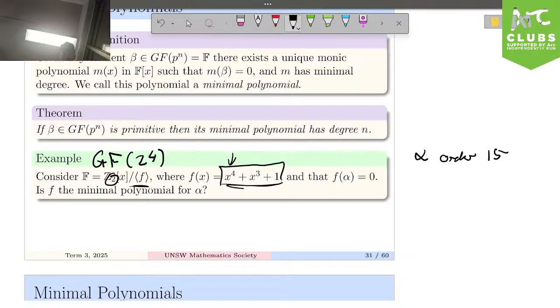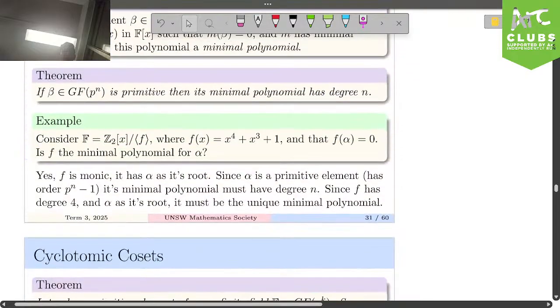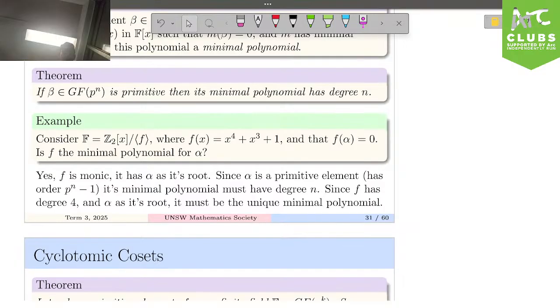Alpha is the minimal polynomial, so there is 2 to the 4, which is GF of 16. Alpha is order 15, which means that alpha is primitive. If alpha is primitive, then its minimal polynomial has order n, and n is equal to 4. All right. So we also have that this is a unique polynomial, and so therefore we can conclude that this polynomial is actually a minimal polynomial for alpha. Right. We can actually state that out a little bit explicitly there. I'll give you a moment to read if I didn't make sense.